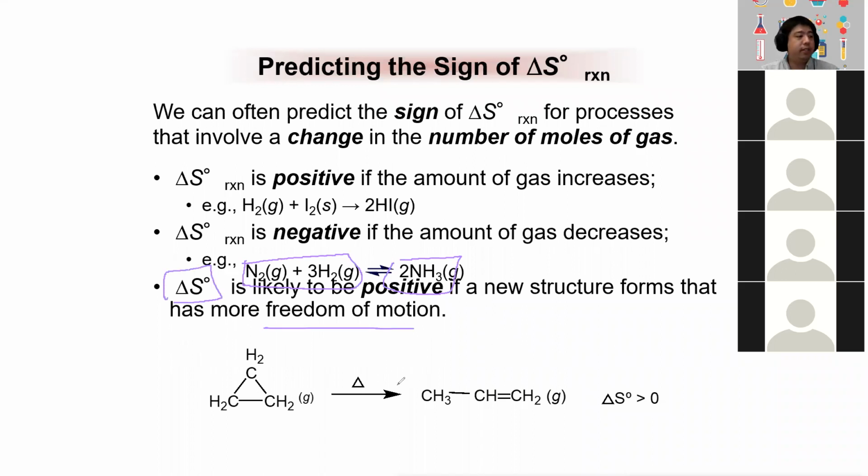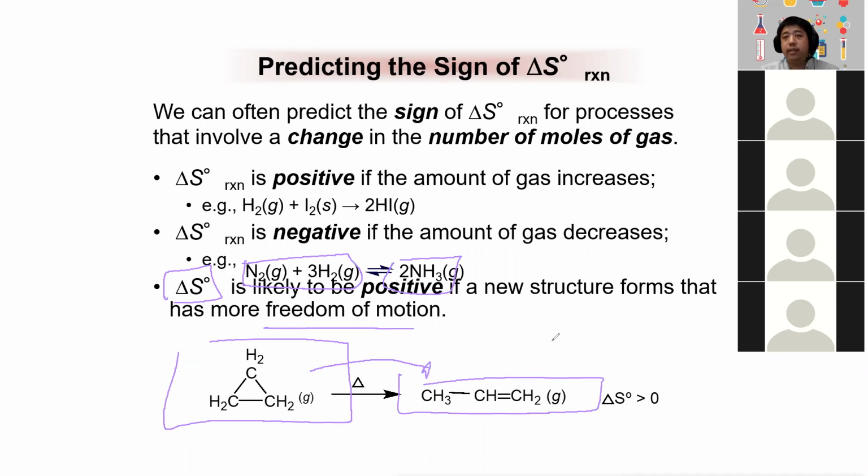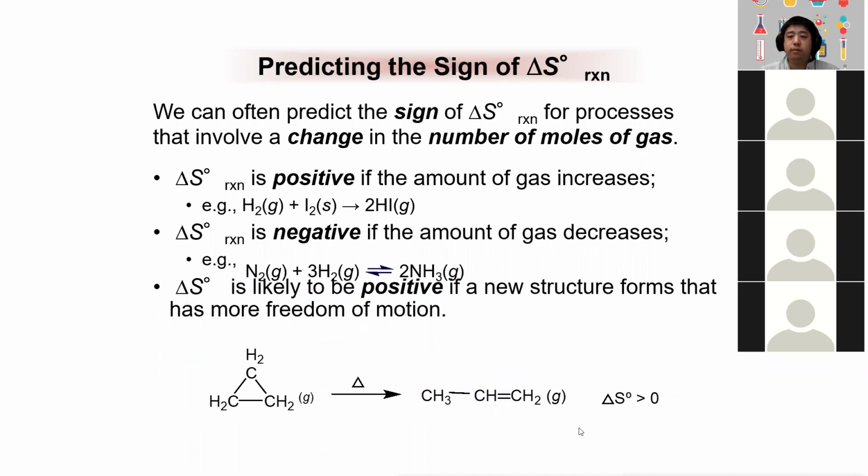So if you look at the bottom example here, we go from a triangle ring, right? You learn more about this when you get to orgo. We break it apart with some heat into a single bond and a double bond gas. And at this point, there is more freedom of particle motion between any one of these here. So that means delta S is going to be positive. Any questions? Okay.